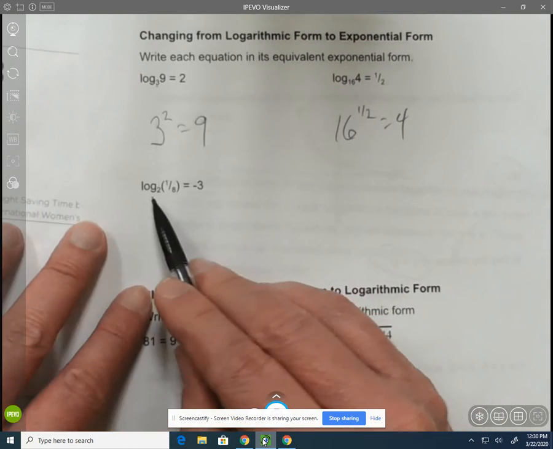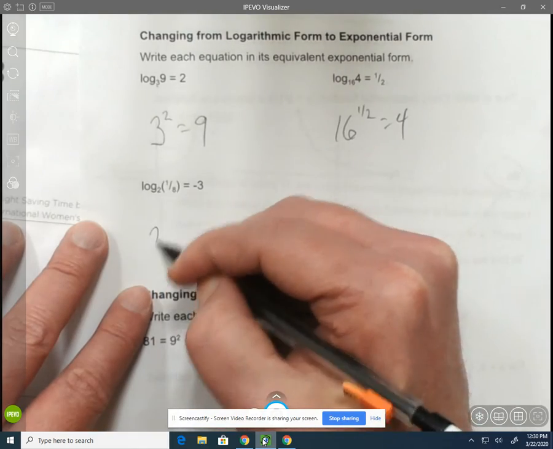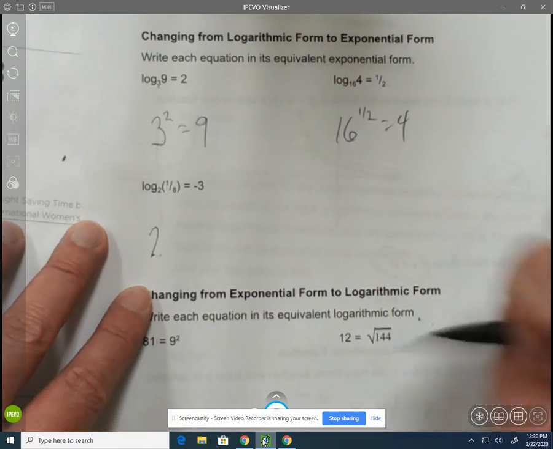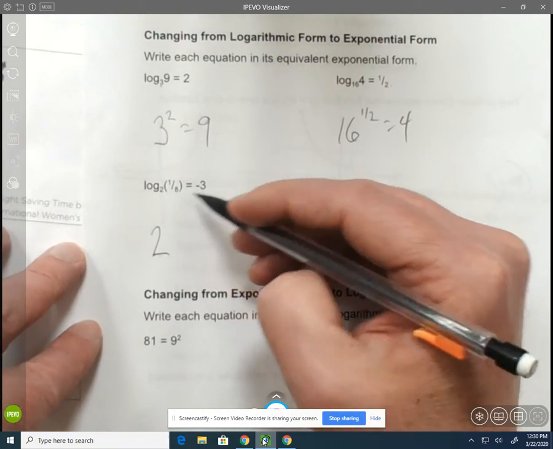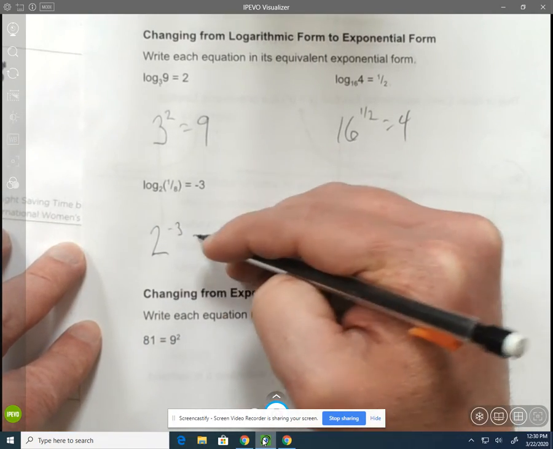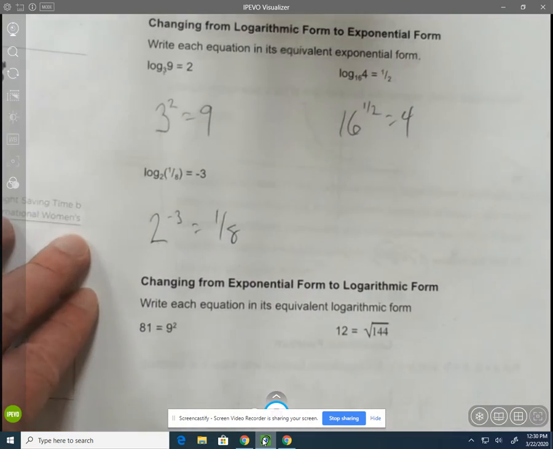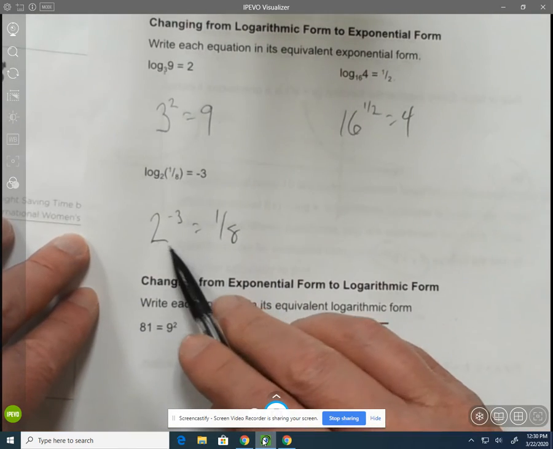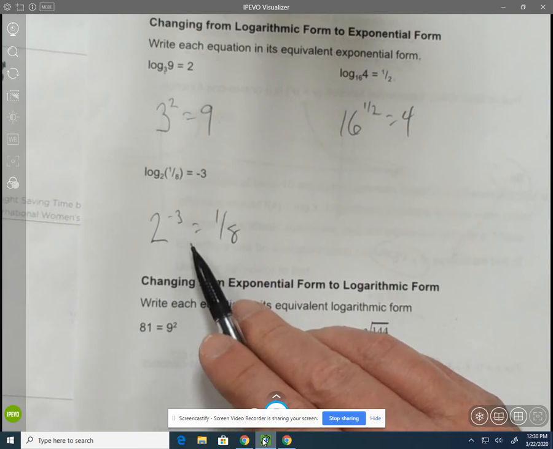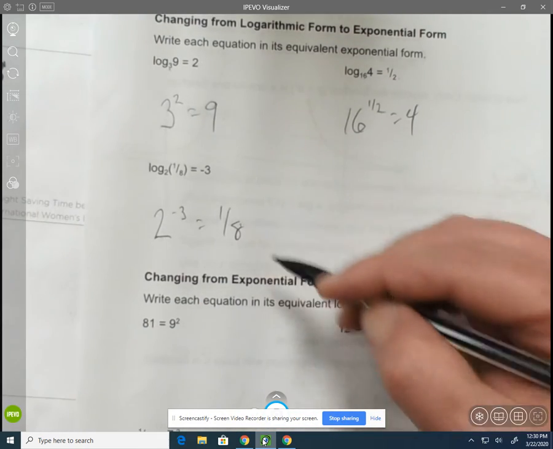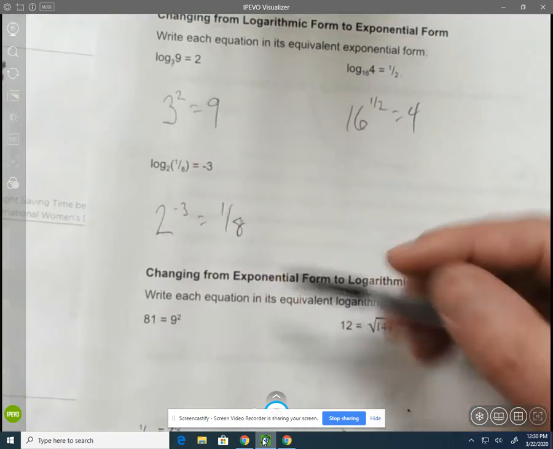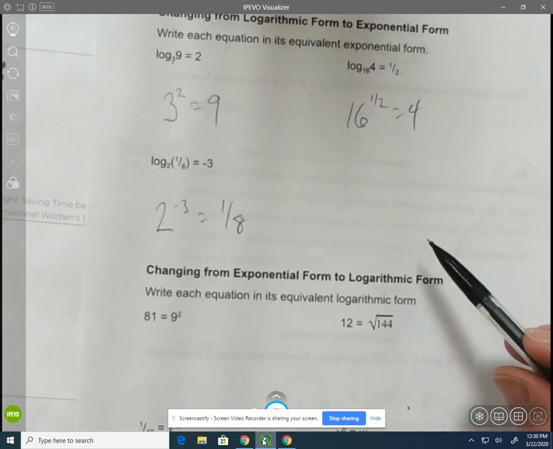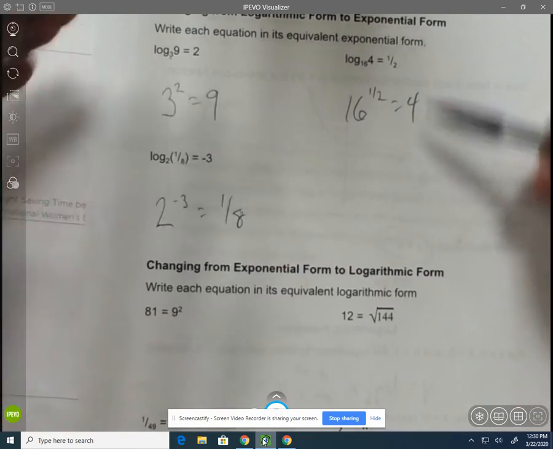Same thing here, log base 2 of 1/8 equals -3. So I write that as my base, and I put -3 now as my exponent. And I've got 2 to the -3rd equals 1/8. Which we know because 2 to the 3rd is 8, so 2 to the -3rd just switches those two, so that's 1/8.